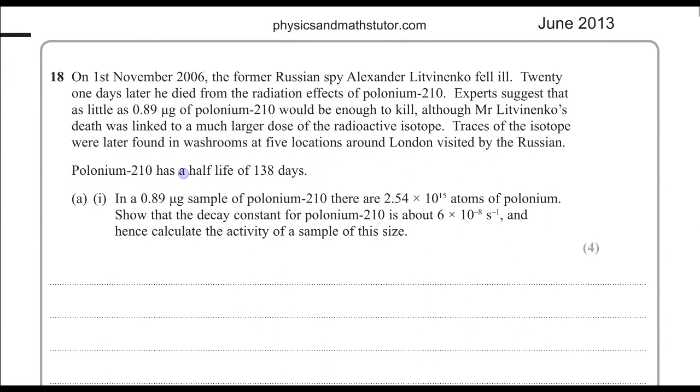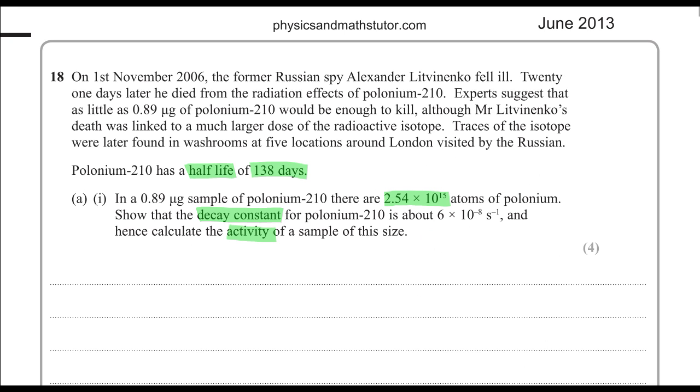Polonium-210 has a half-life of 138 days. In a 0.89 microgram sample of polonium-210, there are 2.54 times 10 to the 15 atoms of polonium. Show that the decay constant for polonium is about 6 times 10 to the minus 8, and hence calculate the activity of the sample of this size.